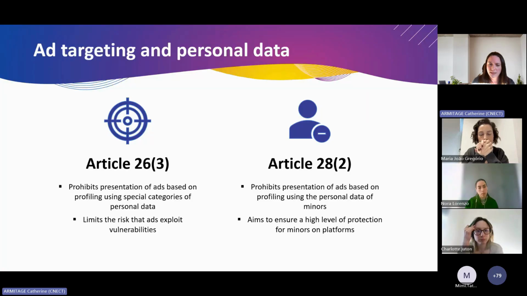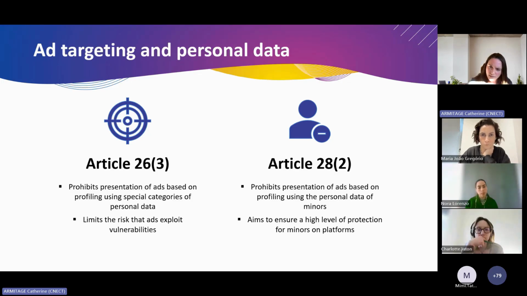So this idea of ads based on profiling was introduced in this article, and it really references back to automated processing. I think the definition in the GDPR is something around the automated processing of personal data to analyze or predict aspects relating to an actual person, for example, predicting their preferences or their behaviors.